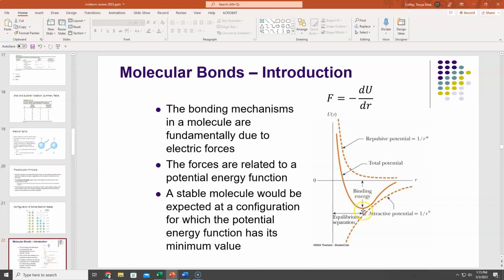The minimum of the function will be the center-to-center distance, or the bond length of the atom, which is the equilibrium separation. Okay? And then as they get further and further apart, of course, the bond becomes weaker and weaker, and so the potential energy approaches 0 as they get further apart. So a stable molecule would be expected at that minimum right there.